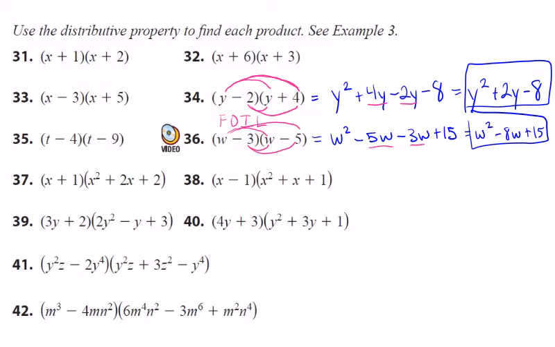So number 40. Here's where the FOIL term breaks down a little bit, because here we have a binomial by a trinomial. So there's not just 4 products, the F, the O, the I, the L. We're going to have 6 products. 4y by y squared, 4y by 3y, 4y by 1. Then we're going to multiply the 3 by each of these terms. I just call it super FOIL, but it's really just 6 products that we're going to multiply.